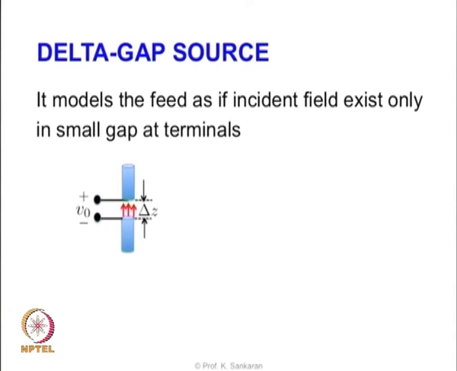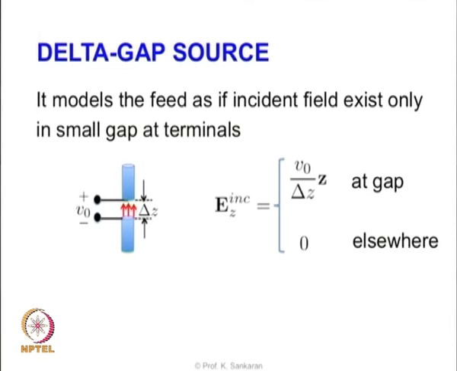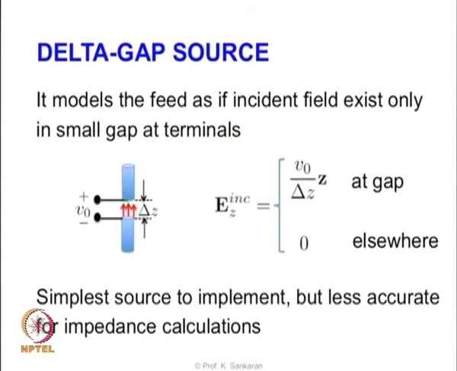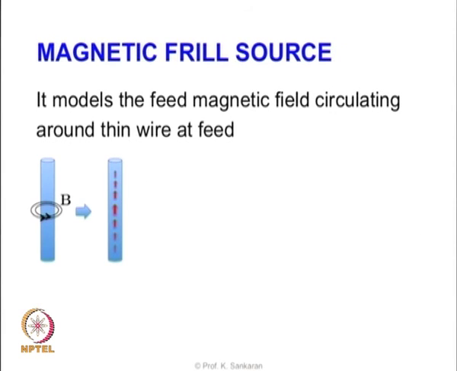One way of looking at it, a very simple, straightforward, very rudimentary approach, is to assume that the incident field exists only in the small gap between the terminals. So this will approximate the incident field as the voltage difference divided by the distance between the terminals at the gap, and elsewhere on the antenna the incident field is 0. So that's very simple, but it's less accurate, in my opinion, and not useful for practical impedance calculation. The other approach is to take the magnetic frill approach. Assume that you have a coaxial input plane where you are interested.